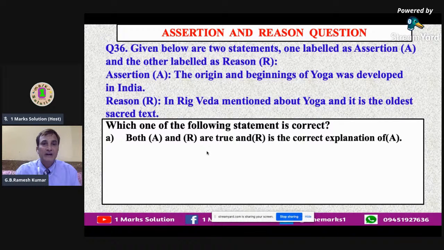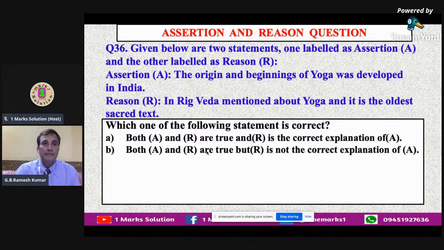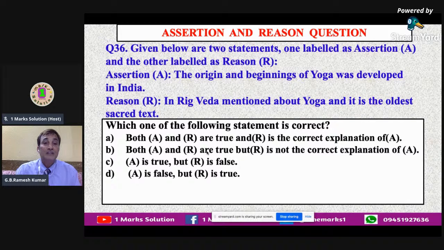A: Both A and R are true, and R is the correct explanation of A. B: Both A and R are true, but R is not the correct explanation of A. C: A is true, but R is false. D: A is false, but R is true. Now, the first one says A and R are true and R is the correct explanation of A.